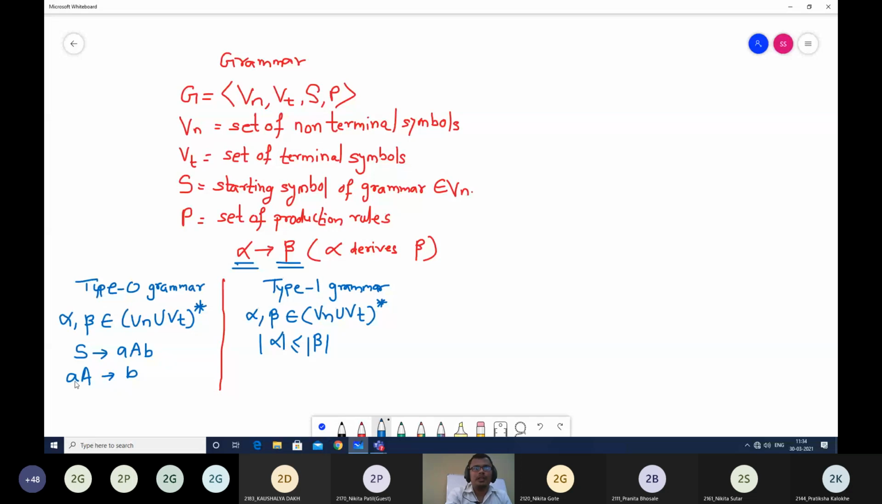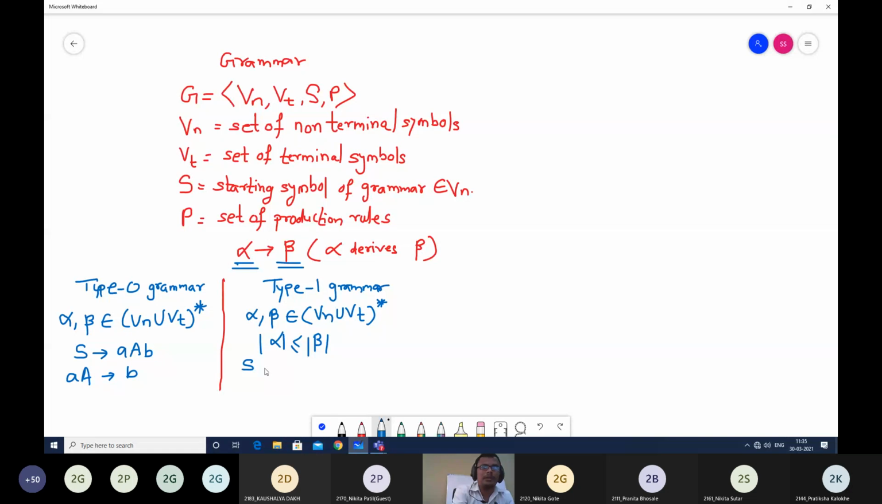If we observe the left hand side grammar over here, in the second production rule, alpha is capital A and beta is small b. So here the length of alpha is not less than or equal to the length of beta. So this particular grammar can be called type 0, but this cannot be called type 1 grammar.